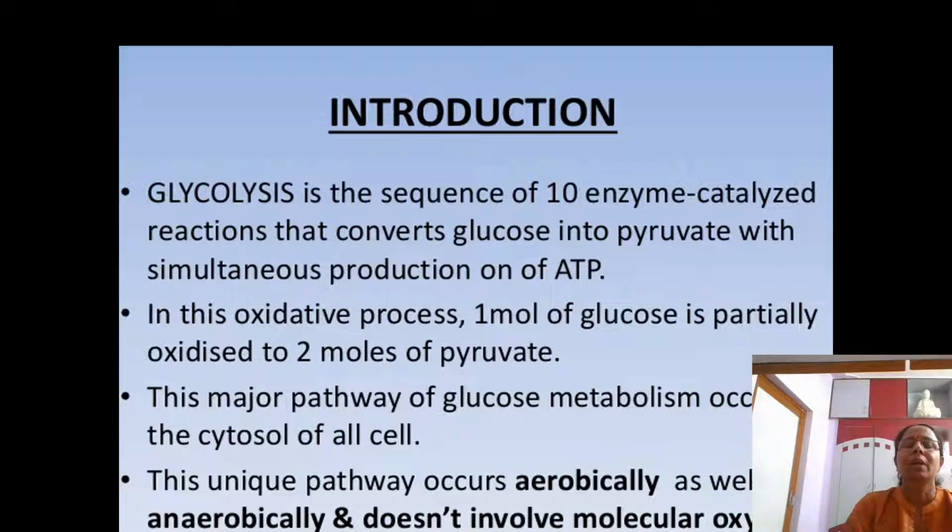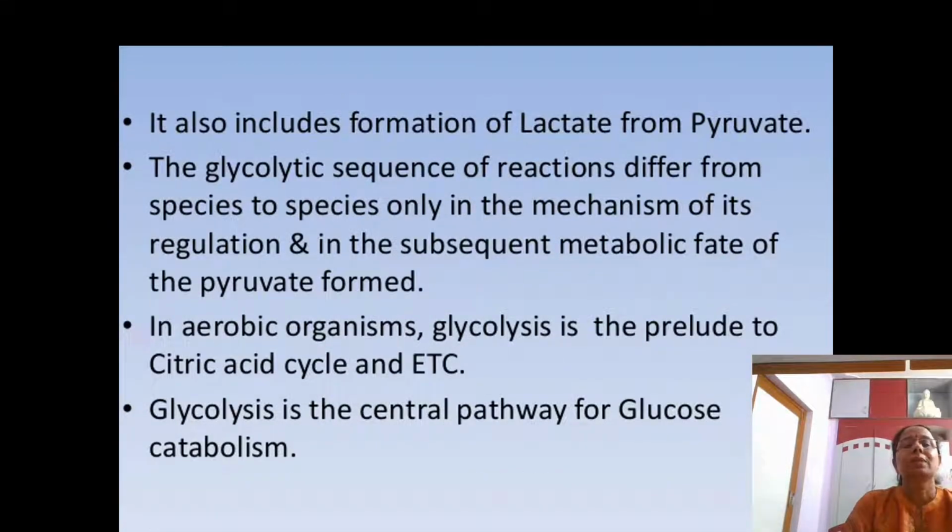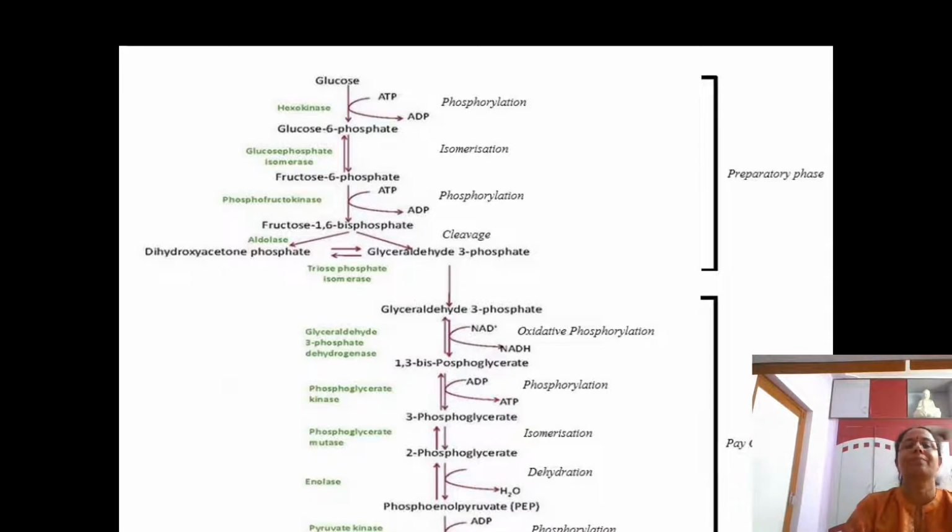Now, in this glycolysis, there are 10 steps which are enzyme catalyzed, which convert glucose into pyruvate with a simultaneous production of ATP. So we'll take one by one what these steps are. In the later stages, there is also a formation of lactate from pyruvate, and the glycolytic sequence of reactions differs from species to species only in the mechanism of its regulation. In aerobic organisms, glycolysis is the prelude to the citric acid cycle and so on. So it is a central pathway for glucose metabolism. Come on, we'll study glycolysis now.